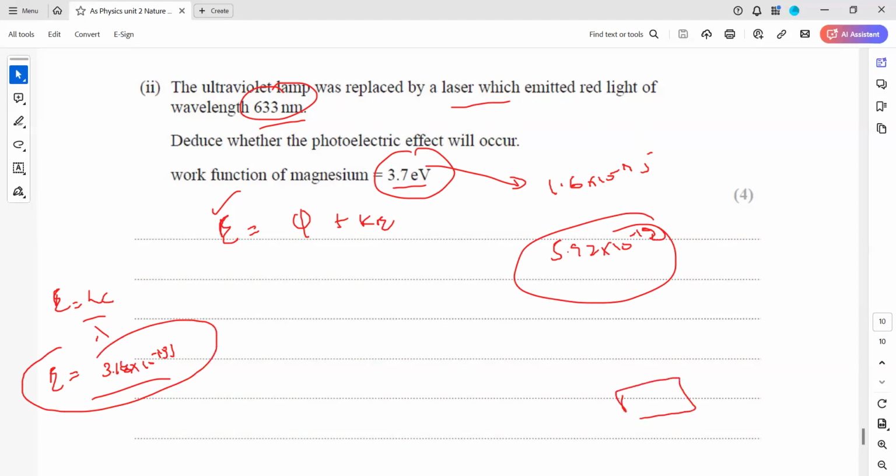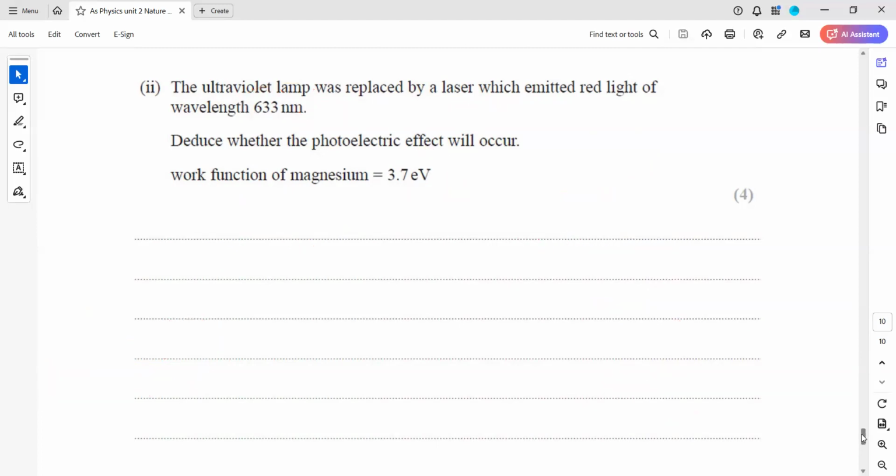So the energy of the photon is 3.14, but the work function is 5.92. Both have the same coefficient. So can this electron come out? No, there will be no photoelectric effect. So you will just compare the energy of a photon with the work function. If the energy of a photon is more than the work function, yes, there will be a photoelectric effect. Otherwise, there is no photoelectric effect. So in this case, there will be no photoelectric effect.